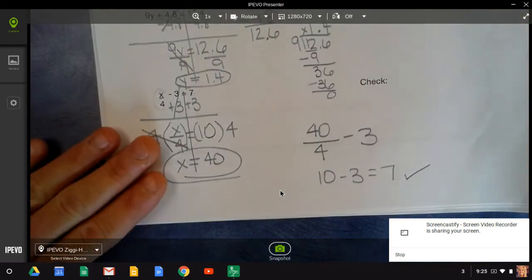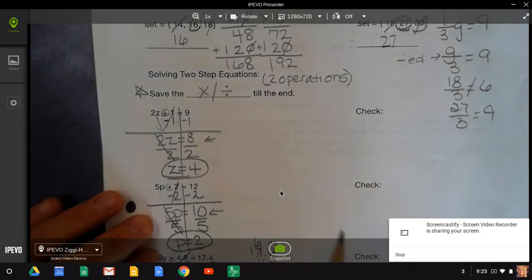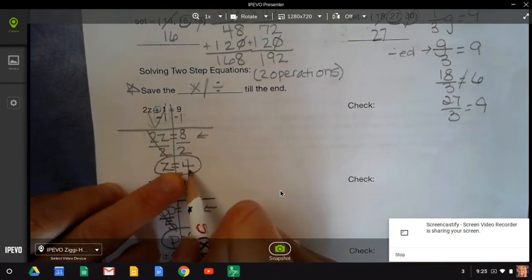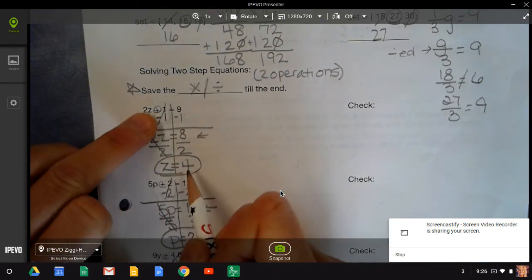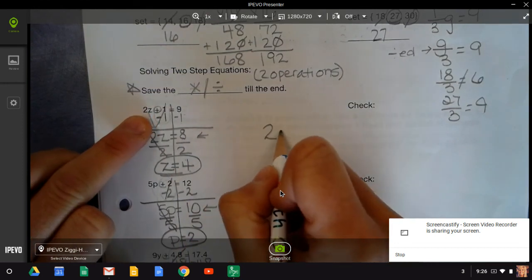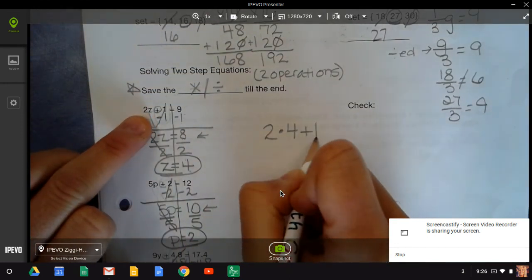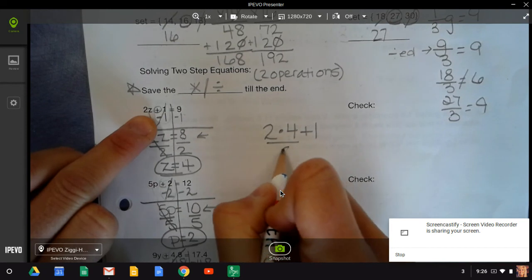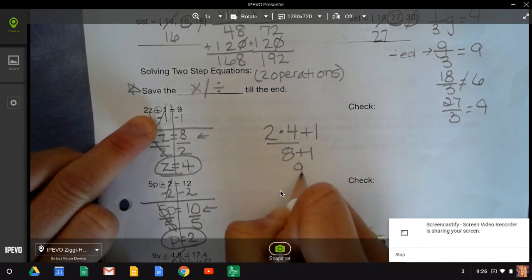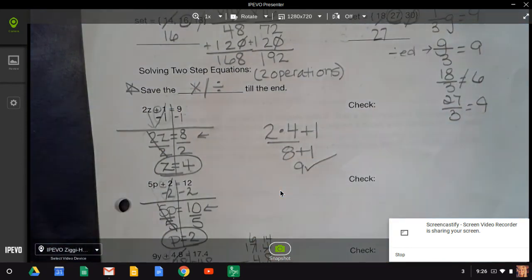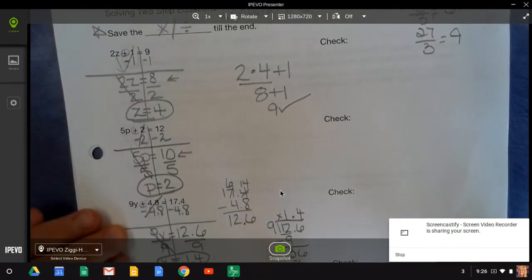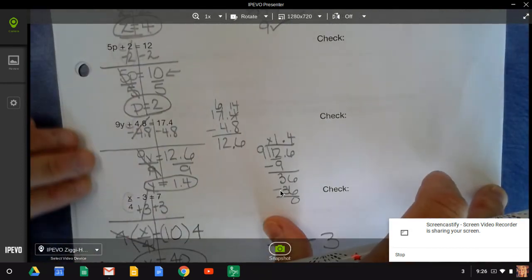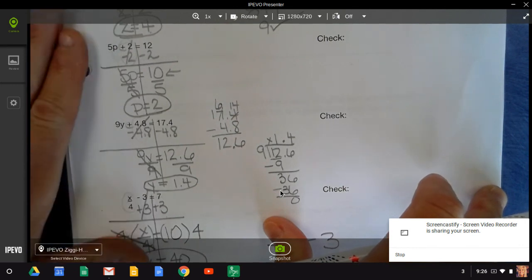Okay, if you want to learn how to do a check for one of these, I can show you quickly how that works. You just take this magic number of 4 that you got as your answer, you substitute it in for z. So watch, 2 times 4 plus 1. So 2 times 4 is 8, and 8 plus 1 is 9, and it does work. So that is how you would check a two-step equation, but you do not need to. I just really want you to get used to solving two-step equations using the process here. So focus on that right now.